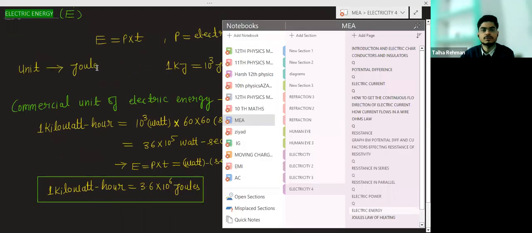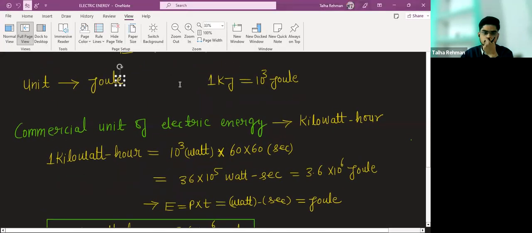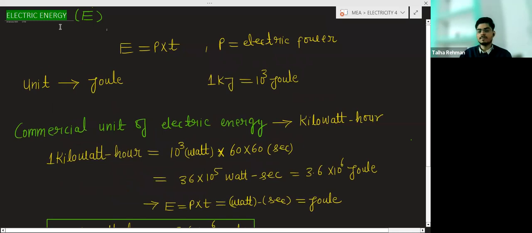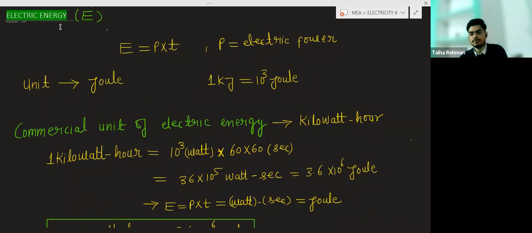So this is electrical energy. Basically, there are many types of energy. For example, kinetic energy. Kinetic energy means if any body is in motion, then due to the motion, the energy possessed by the body is kinetic energy.